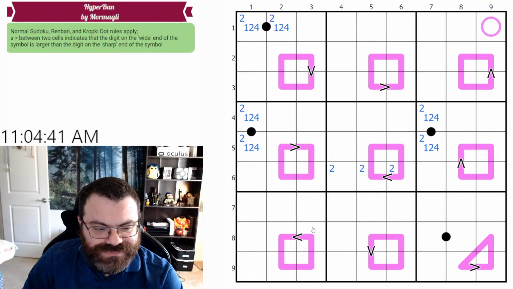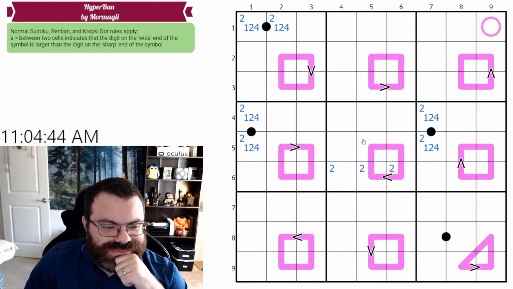I don't know. We just have to wait out the frames. I'm going to stare at this puzzle while we do that.